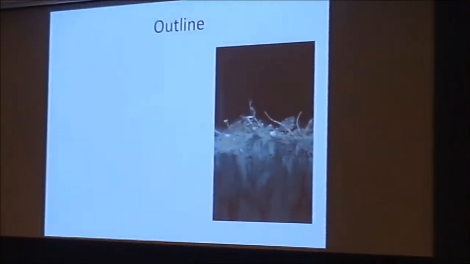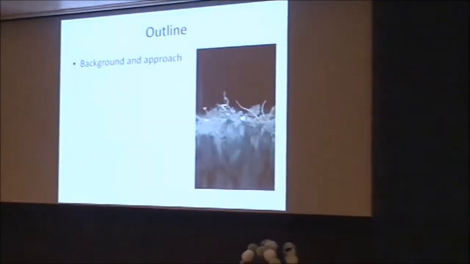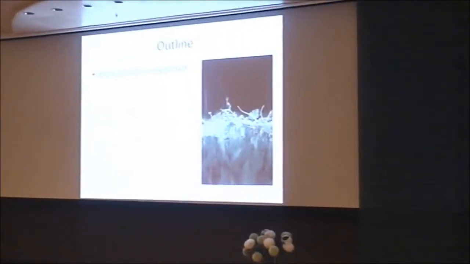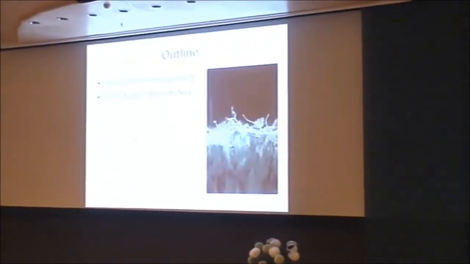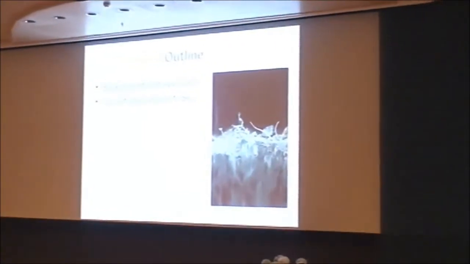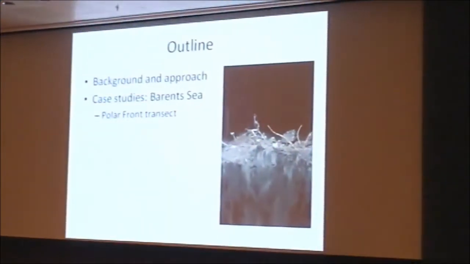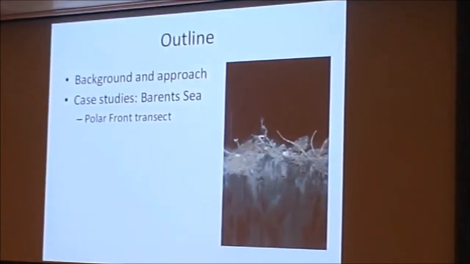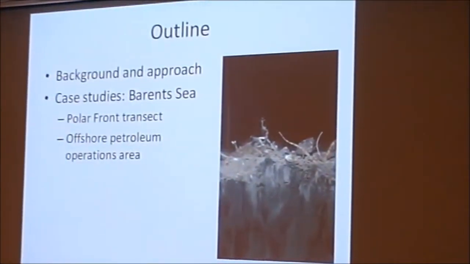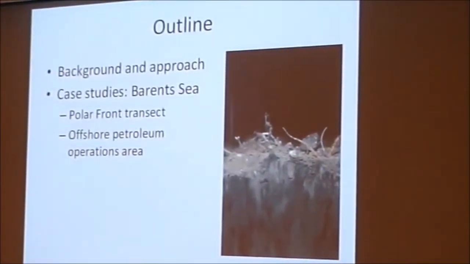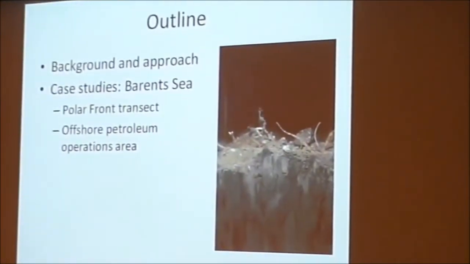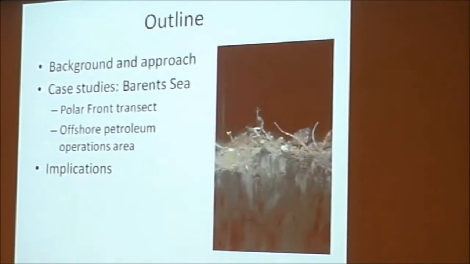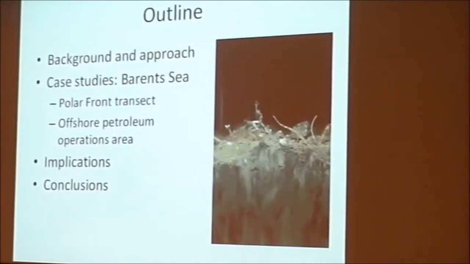So what I'm going to talk about, just give you a bit of background and the approaches we're using and why we're using them. I'll give you two case studies from the Barents Sea. One of them across a polar front transect, across the Spitsbergen bank, and the other one using the offshore petroleum operations area in the southern Barents Sea in the Norwegian sector. I'll talk a bit about the implications of this and try and make some conclusions.